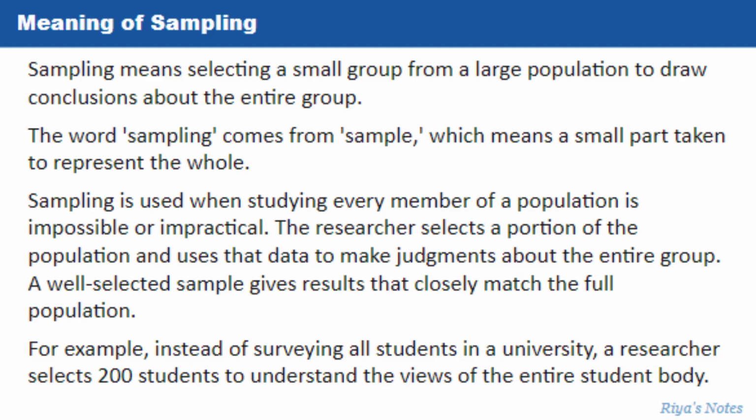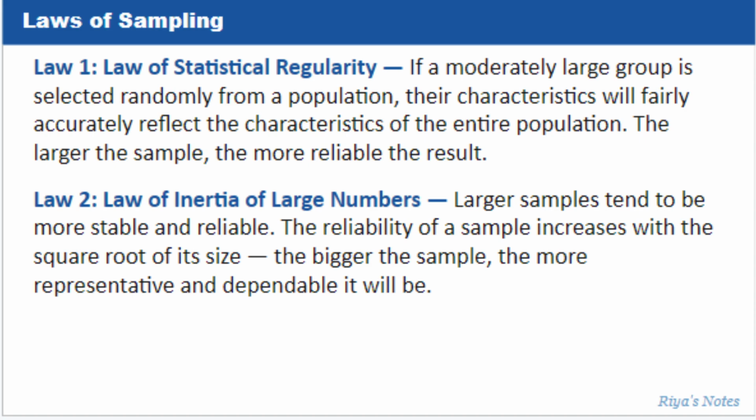For example, instead of surveying all students in a university, a researcher selects 200 students to understand the views of the entire student body. Laws of sampling. Law 1. Law of statistical regularity. If a moderately large group is selected randomly from a population, their characteristics will fairly accurately reflect the characteristics of the entire population. The larger the sample, the more reliable the result.